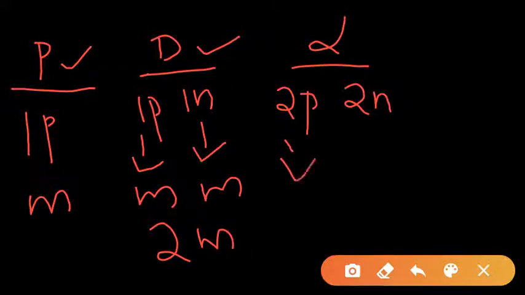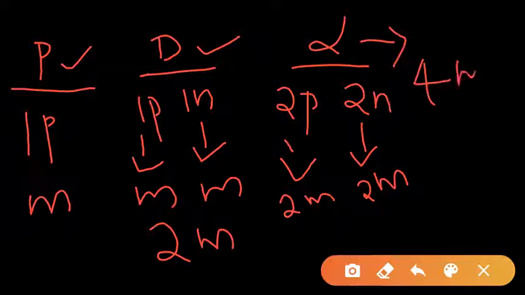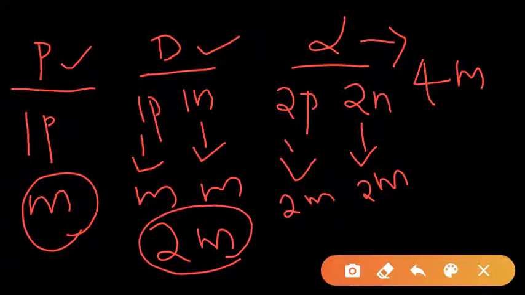Here, two protons are having masses 2m. Two neutrons are having masses again 2m. Because I told you, proton and a neutron both are having same masses, and we called mass of a proton as m. Therefore, mass of two protons will be 2m. Again, mass of two neutrons will be 2m. Therefore, total mass of alpha particle will be 2m plus 2m is equal to 4m. Therefore, mass of proton is equal to m, mass of deuteron is equal to 2m, and mass of alpha particle is equal to 4m.